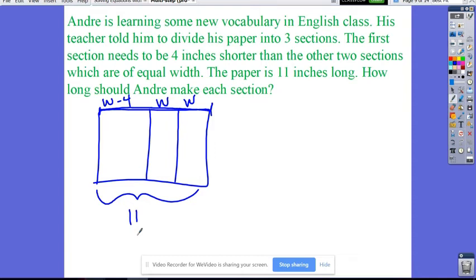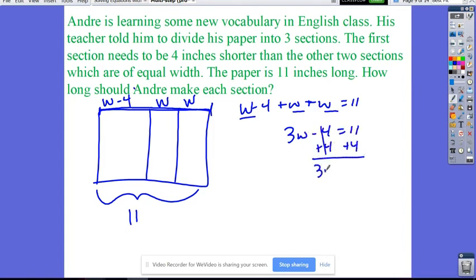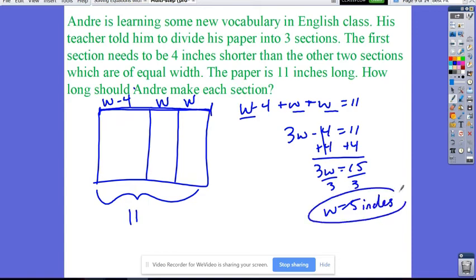That's my picture. 3 sections. This is 4 shorter than that and 4 shorter than that. Those 2 are the same. So since I know the whole thing's 11, it is W minus 4 plus W plus another W equals 11. 3W minus 4 equals 11. Plus 4 to solve. 3W equals 15. Divided by 3, divided by 3, W equals 5 inches. Make sure you label.